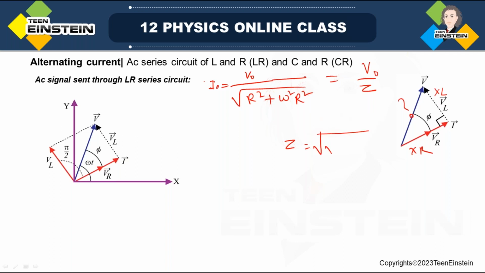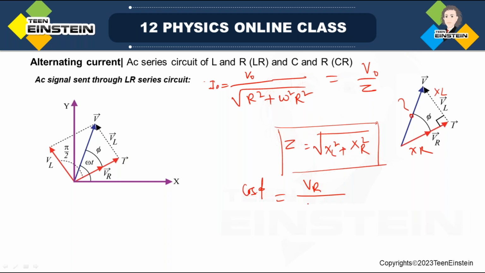So XL and XR square, so this is actually Z, right? So from this figure, what we can write is cos phi. Cos phi is equal to base by hypotenuse. Base is what? Base is VR. Hypotenuse, in this case, is Z.